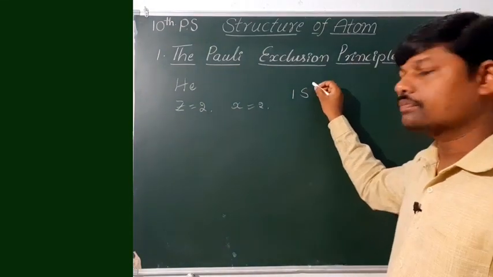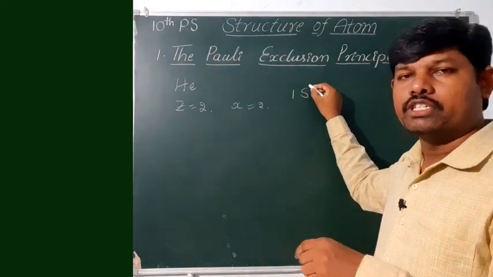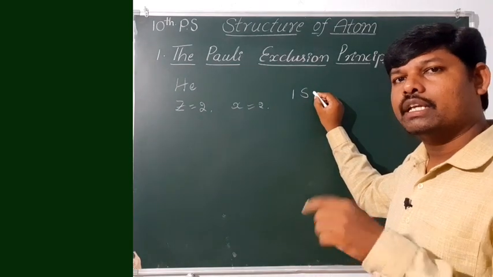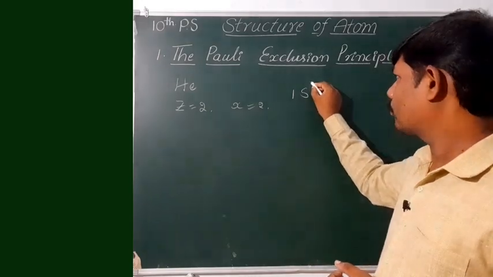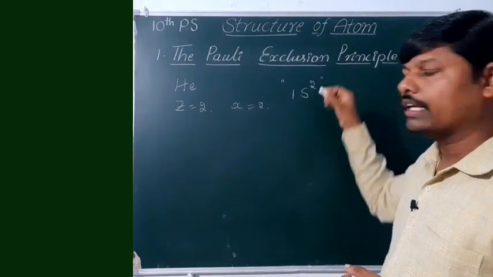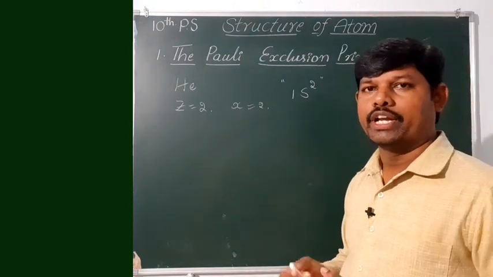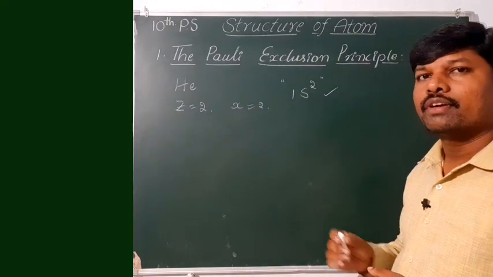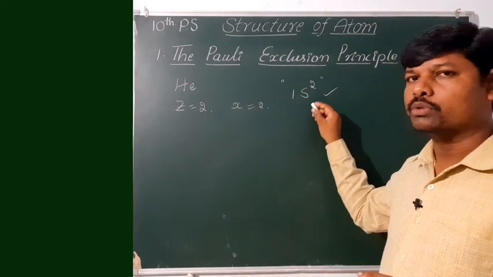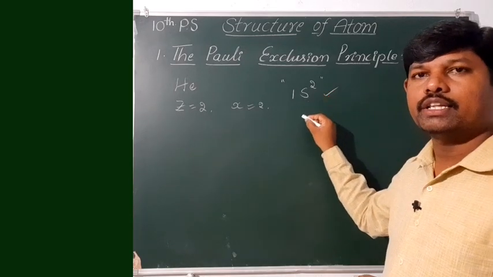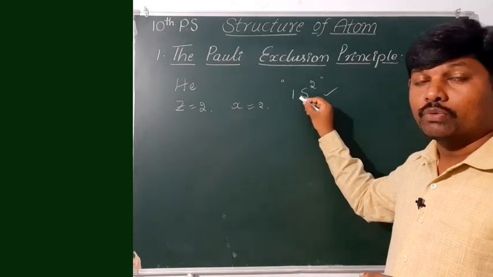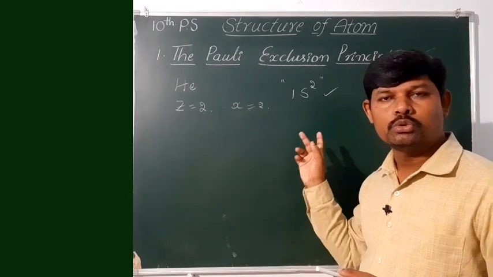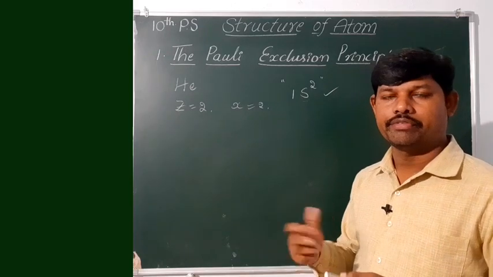Here the first electron will occupy the first orbital. And what about the second electron? It will pair. That means 1s2. So this is the electronic configuration of helium, 1s2. Okay. So now the question is, what about the spins of these two electrons? There are two electrons in the s orbital. How can we decide whether the two electrons have the same spin or different spins?